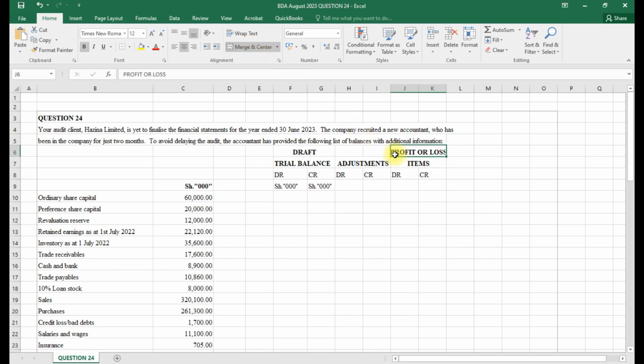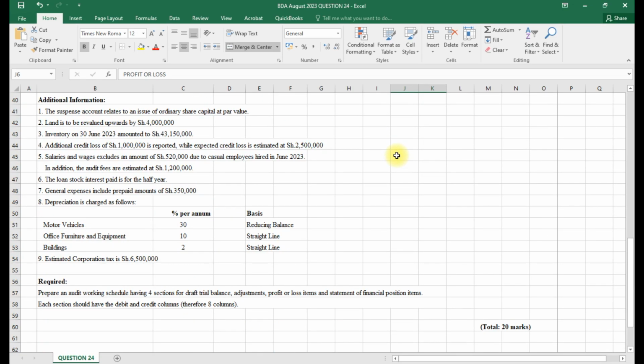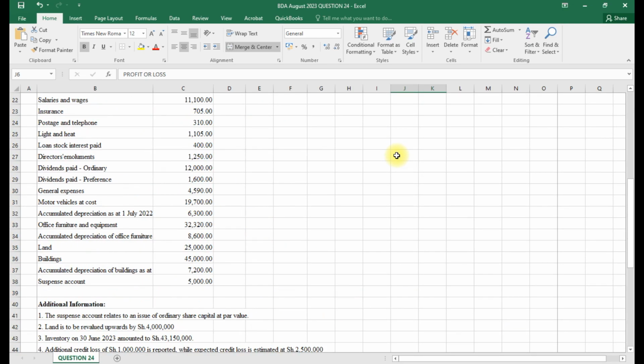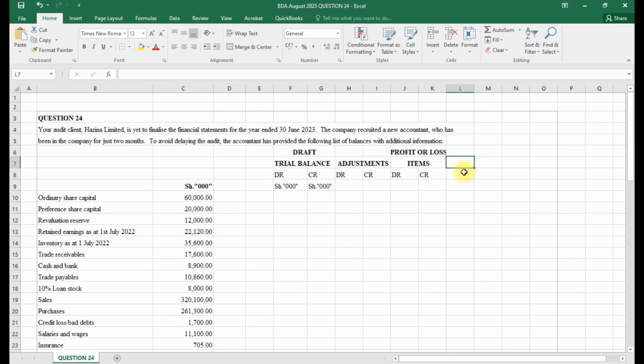And the last one is statement of financial position items. So here we shall have debit, we shall have credit, statement of financial position items. Can merge this and bold that, and just bold this.